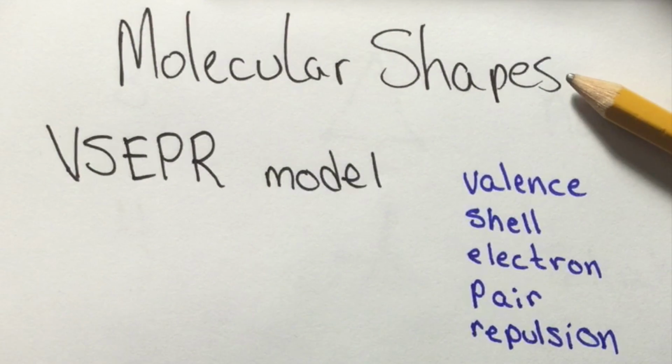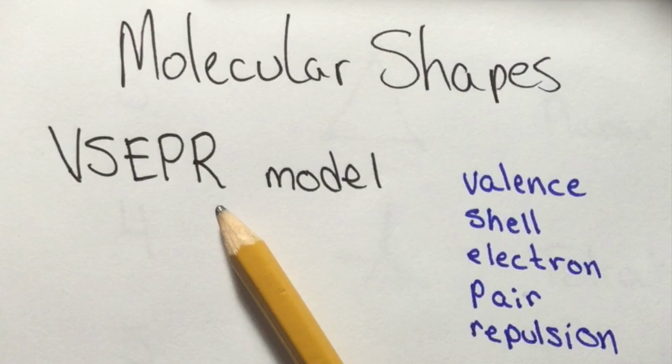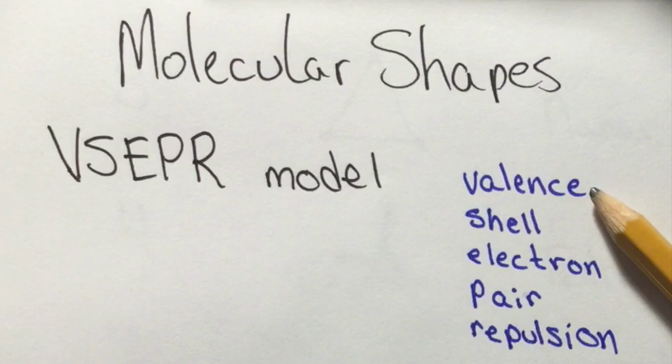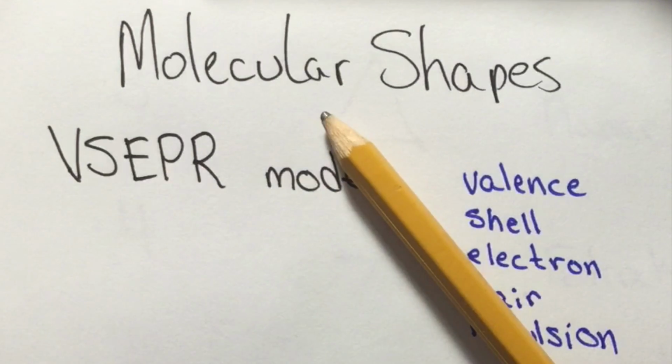So the model that we use to determine the shape of a molecule is called the VSEPR model. That stands for valence shell electron pair repulsion. And what it's going to allow us to do is translate between our Lewis model and an actual 3D shape for our molecule.